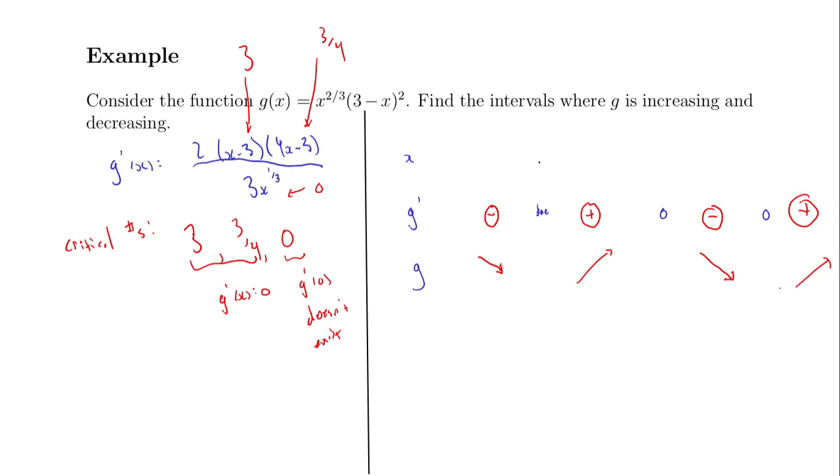What were my x values? 0, 3/4, and 3. So most of the time, I won't even write in the intervals. I can just kind of look and see. This is the interval from 0 up to 3/4. We'll string it all together.